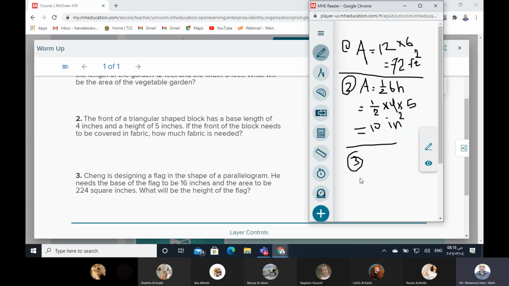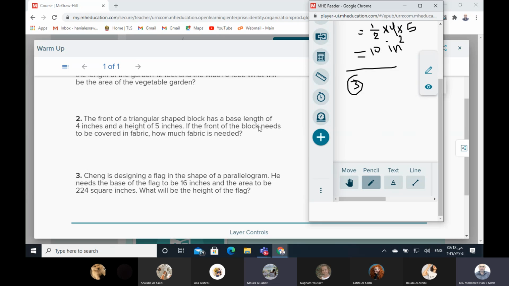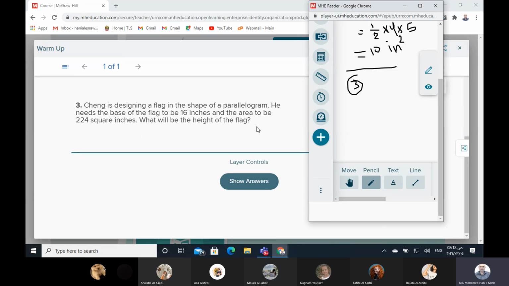Who can read exercise number 3, please? Mister, can I read it? Okay, Moza. Pink has a flag in the shape of a rectangle. He needs the base of the flag to be 16 inches and the area to be 224 square inches. What will be the height of the flag?